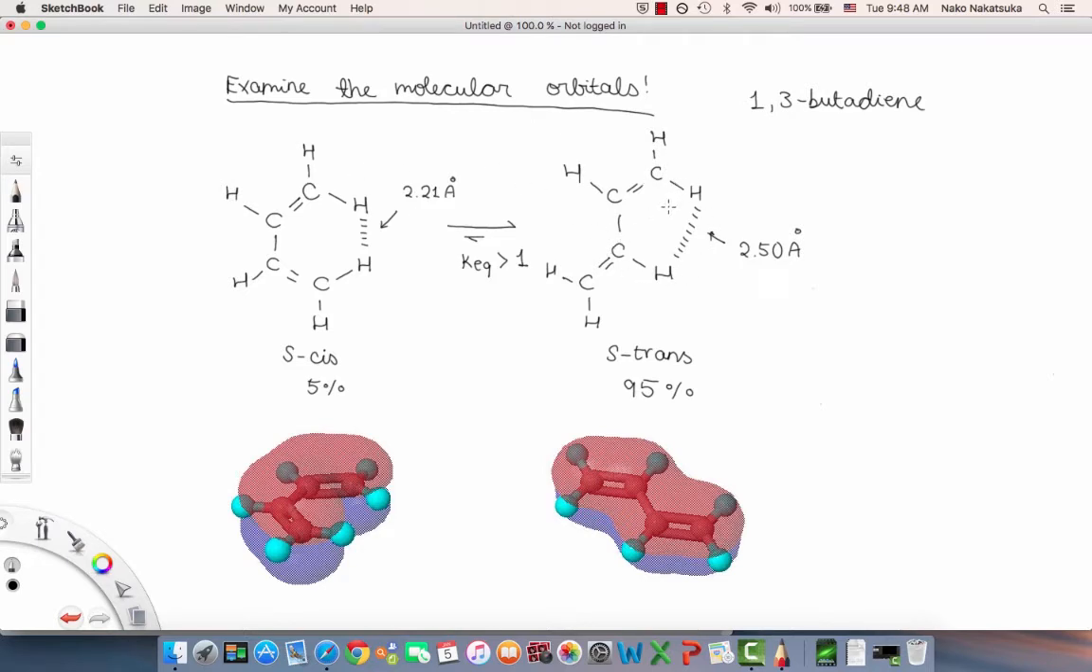And the cis or trans designation is based upon the relationship around the central, formally single carbon-carbon bond, so this carbon right here. And so the S-trans conformation is more thermodynamically stable because the S-cis conformation has a steric repulsion between the 2 inside hydrogens right here. So as you can see, the distance between these 2 hydrogens is 2.21 angstroms in the S-cis case, and then in this case it's 2.5 angstroms for the S-trans. So this guy experiences more strain.